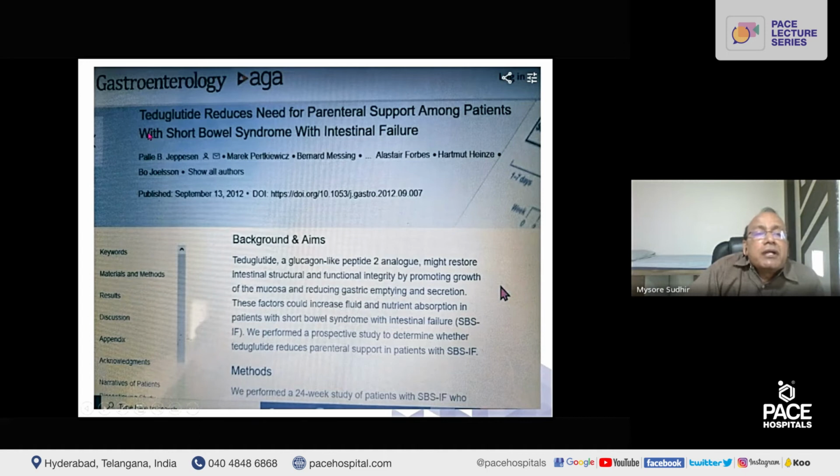So I told you about this teduglutide. It's a GLP-1 analog. It reduces the need for parenteral support. Parenteral nutrition support is required for almost 1 to 2 years. So once you start this medicine, the intestinal failure will recover faster, so the recovery time for TPN will be reduced. Here it's mentioned that it restores the intestinal structural and functional integrity by promoting growth of the mucosa, which is very important, as the mucosa is lost. It also reduces gastric emptying and secretion. These factors could increase fluid and nutrient absorption in patients with short bowel.